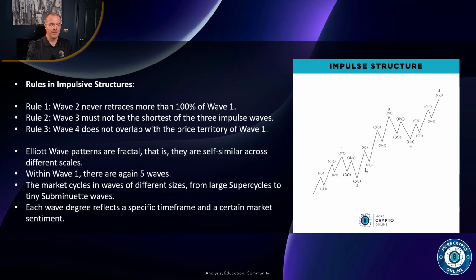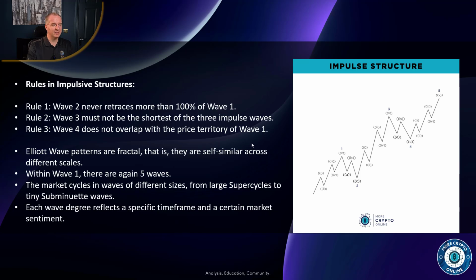Wave 3 must not be the shortest wave of all 3 impulse waves, 1, 3, and 5. Okay, waves 1 and 5 can be a diagonal, but let's say of all 3 motive waves, wave 3 must not be the shortest. It doesn't need to be the longest. Many people think it has to be the longest. That's not the case. Sometimes, for example, in metals, the 5th wave is often the longest, but it must not be the shortest. The wave 4 does not overlap with the price territory of wave 1. Okay, so you can't have that. And yeah, these are basically the rules, right?